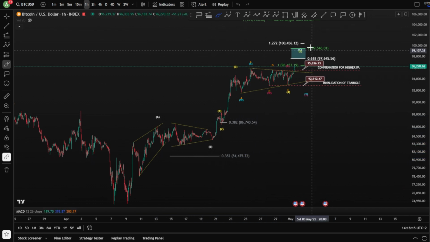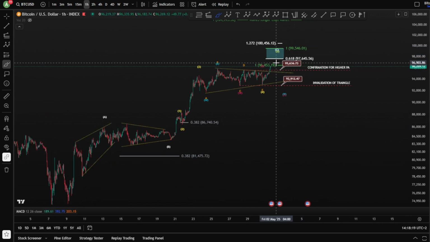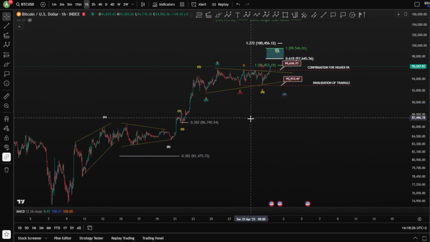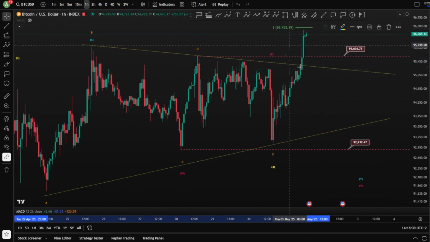So basically, those are the levels step by step that I'm looking for. I'm looking right now potentially for this blue box in case we see higher prices. We're going to see how things are going to react first at the 1-to-1 fib level, 96,500.